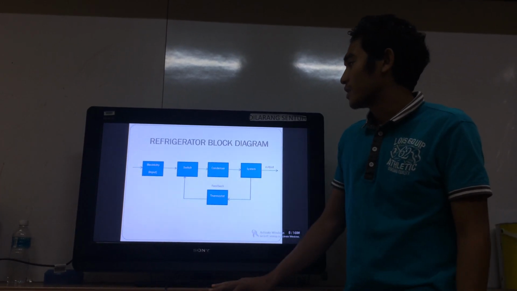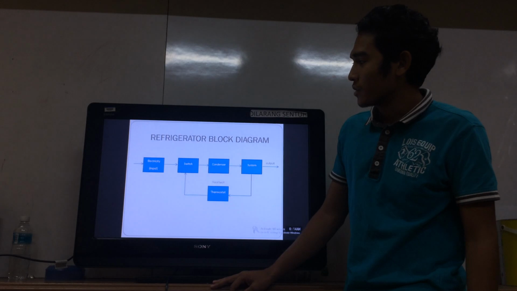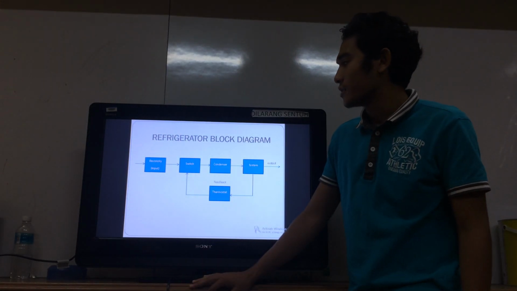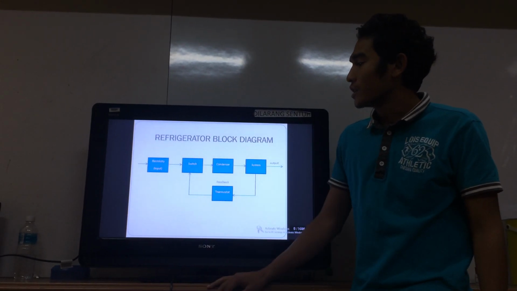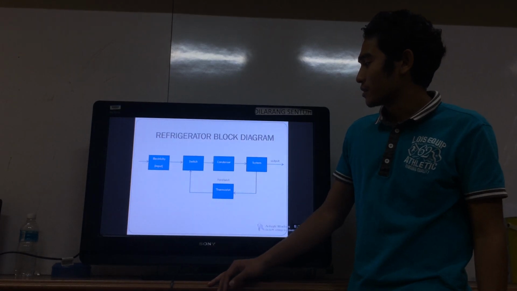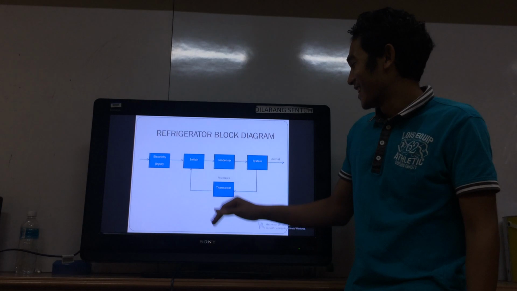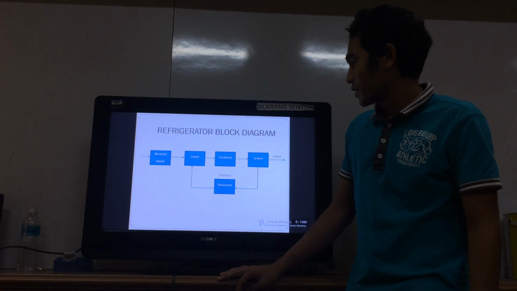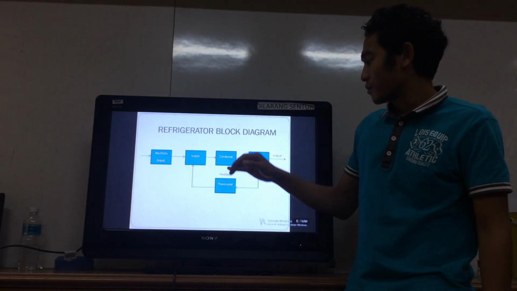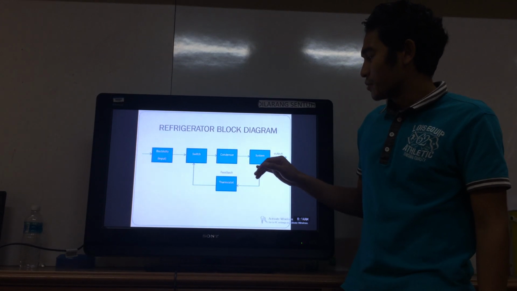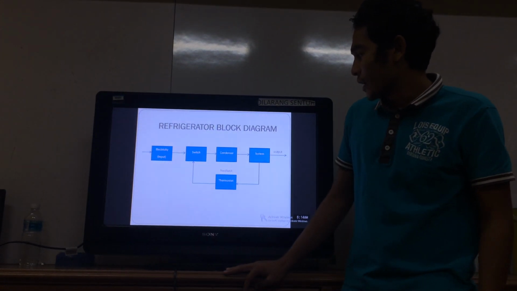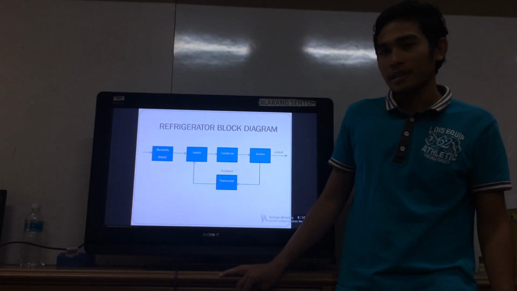Okay, this is the refrigerator block diagram. For the input, we put in electricity, and then the controller, which is the switch, then the compressor, and then from the compressor, which is the actuator, we send the stimulus to the system, and then the sensor is the thermostat.